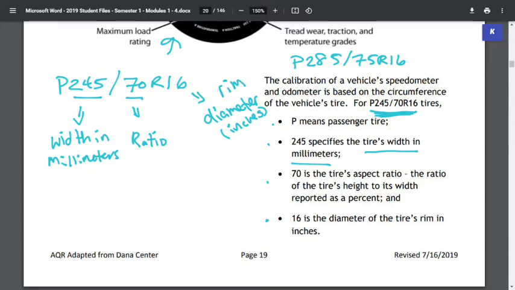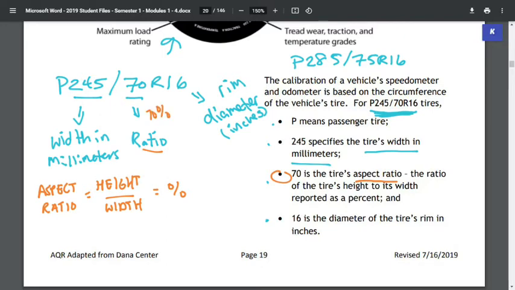So the one I want to focus on is the ratio that we have here for 70. If you read our little blurb right here, it says that the 70 is the aspect ratio, the ratio of the tire's height to the width reported as a percent. So I'm going to write that here. Our aspect ratio is the height of the tire over the width, and this equals a percentage. So the 70 represents 70%.